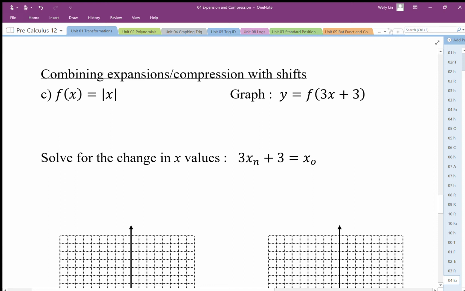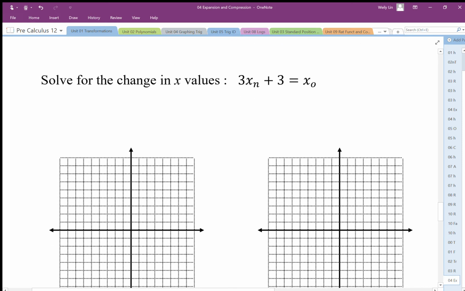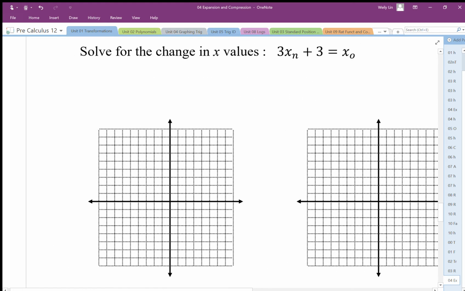Well, the answer is, it does matter. Depending on whether you do the shift first or shift last, we're going to get different transformations. So we need to make sure that we get the order right, and that we have a process to get the order correct. Here we have an absolute value function. I'm just going to do my absolute value table over here. I'll do it in black.